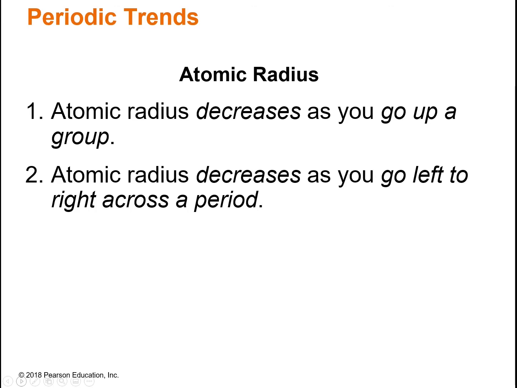The first periodic trend that we're going to talk about is atomic radius. You may also see it referred to as atomic size. On a periodic table, as you go up a group and left to right on a period, your radius is going to decrease. So this is our first trend.